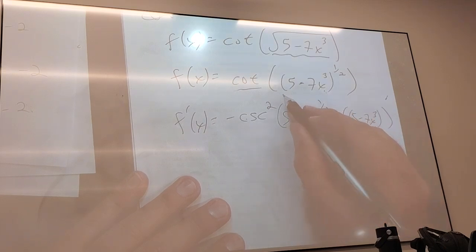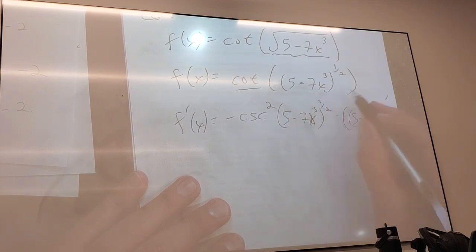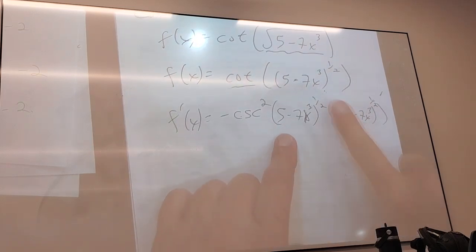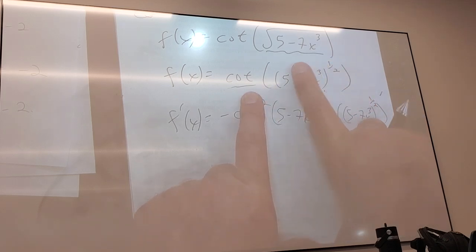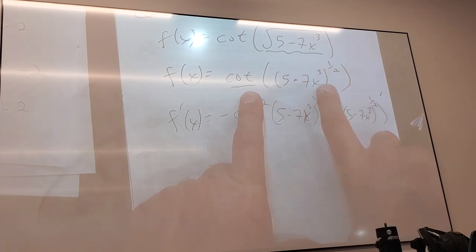What's inside of cotangent? 5 minus 7x cubed, the 1/2. I love it. So one mistake some people made was they just took the derivative of this. But what's inside of cotangent? This whole thing.